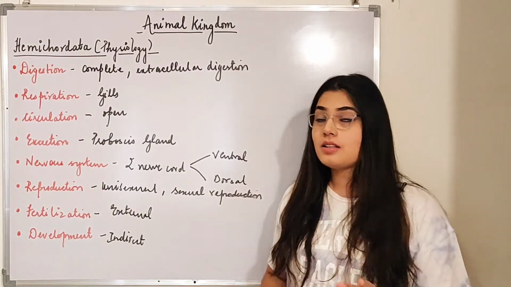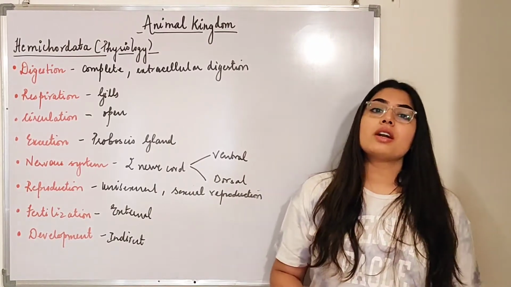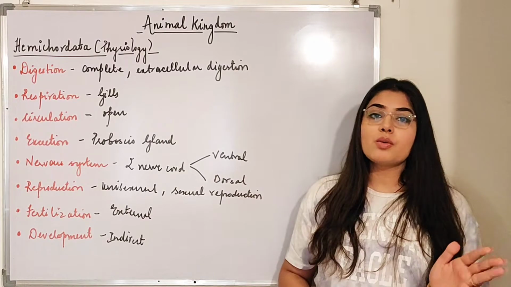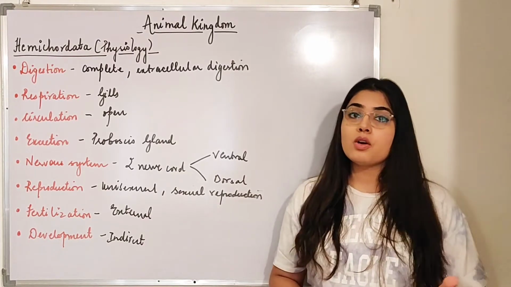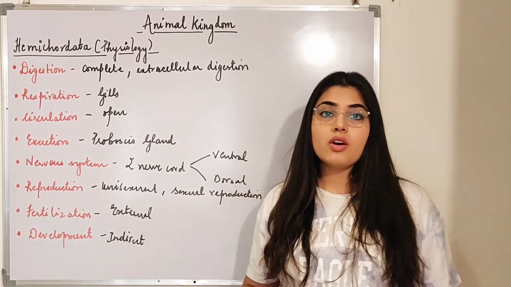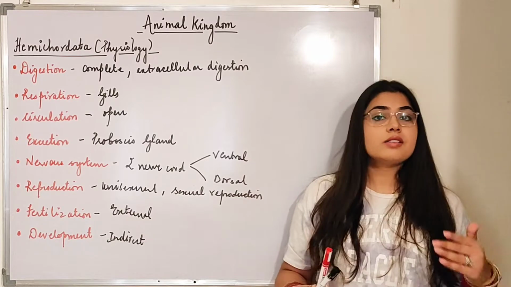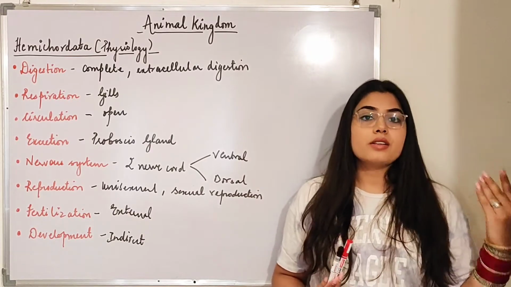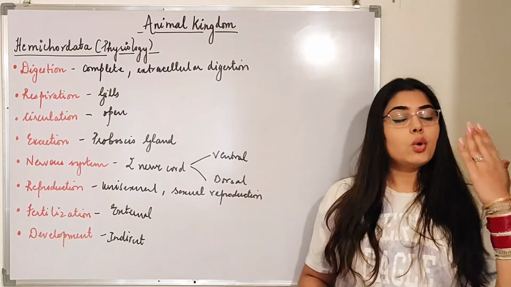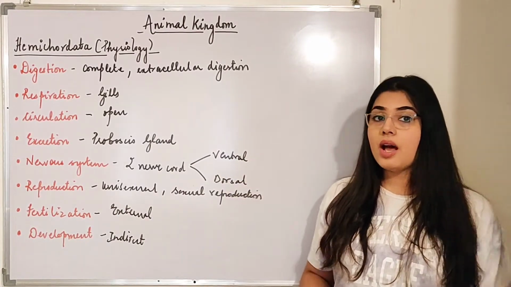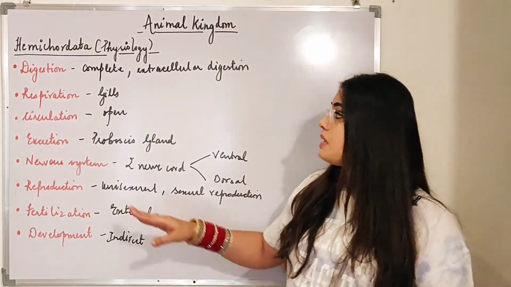In this video we will be moving forward with the next part, that is the physiology. So we'll be studying the Hemichordata physiology. In the previous video we had covered the general characteristics, where I told you how Hemichordata is separated from chordates, and what the characteristic features are, where the body is divided into three parts. All the things we had covered. Now we are moving on with the physiological part. So let's get started with digestion.